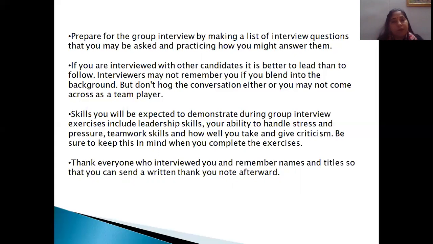So these are a few tips which you might exercise when you are going to face a group interview. And definitely, if you inculcate all these points in you and prepare the way we have just discussed, it's definitely going to help you be the chosen one. So all the very best and give your best.